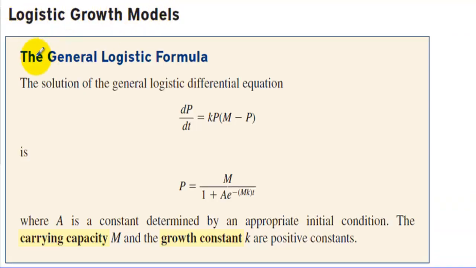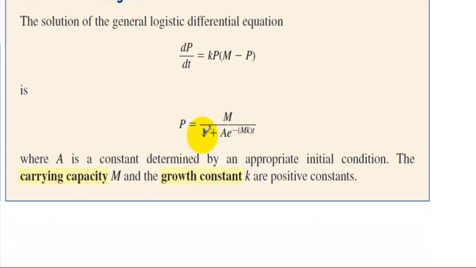Logistic growth models. The general logistic formula, the solution of the general logistic differential equation, dP over dt equals kP times M minus P, is equal to, that was the 1,000 over 1 plus, this was the 15.393, then e to the negative 0.3 times t. But in this case it has M over 1 plus A, that's a constant, e to the negative Mkt, where A is a constant determined by appropriate initial condition, the carrying capacity M and the growth constant k are positive constants.